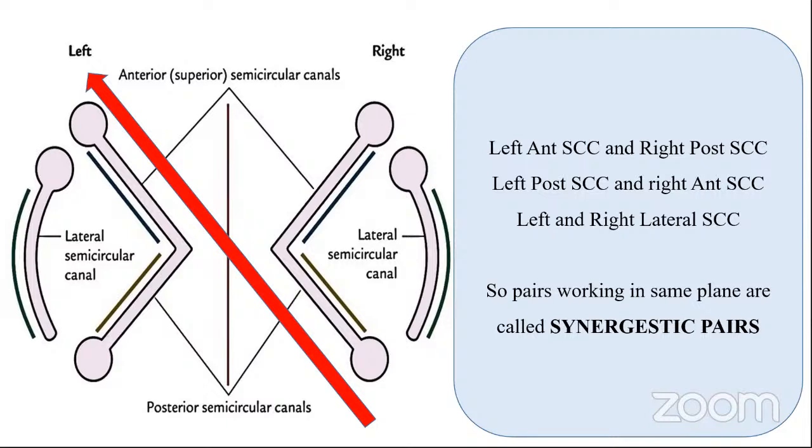Then next are the left and right lateral semicircular canals. They are synergistic pairs. So for easy understanding, the red arrow is given. So left anterior, right posterior. Then right anterior, left posterior. And the two lateral or horizontal canals. They are the synergistic pairs.